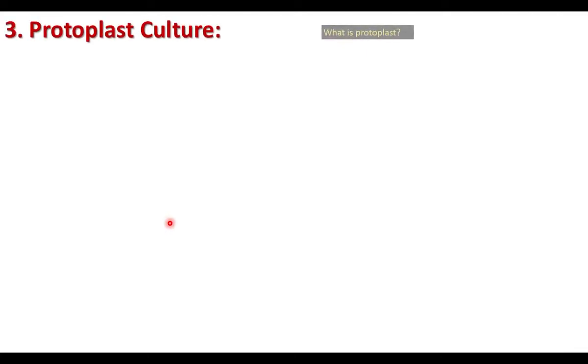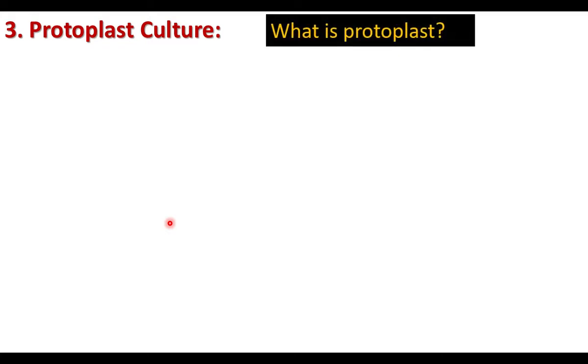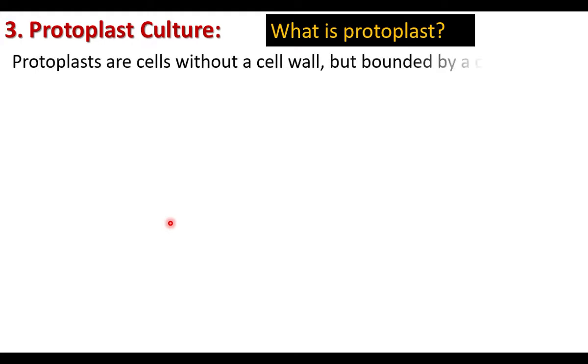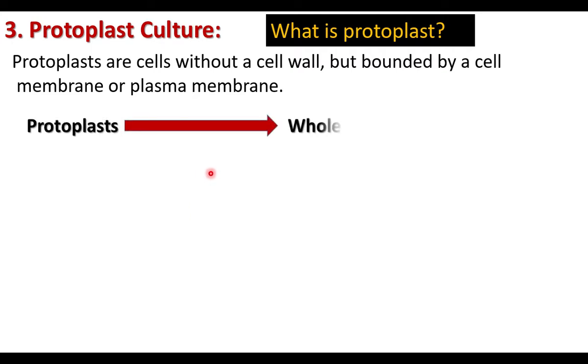What is a protoplast? Already we discussed in the first video of this lesson. When we remove cell wall from a plant cell, the remaining part is protoplast. Protoplasts are cells without a cell wall but bounded by cell membrane or plasma membrane. The protoplasts are totipotent. After the removal of the cell wall also, the protoplast is capable of differentiating into a whole plant. So protoplasts are differentiated into whole plants.